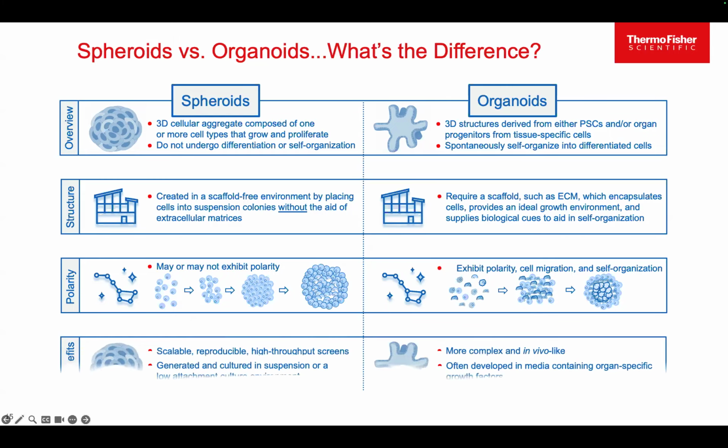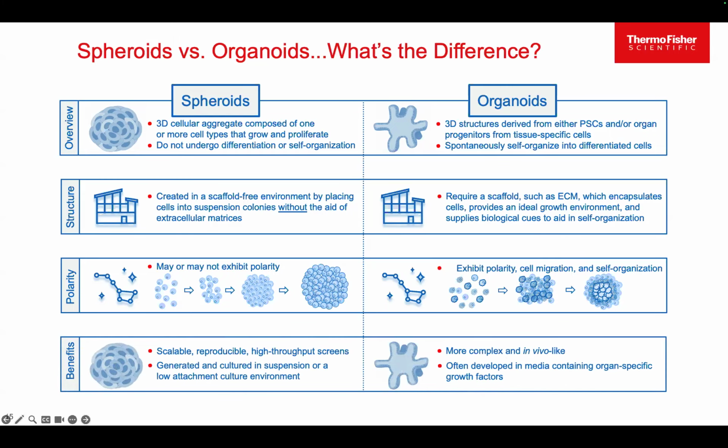And then, as we discussed earlier, as with any model system, there are certainly advantages and disadvantages of each. I've just put a couple on here. Again, this is not an all-inclusive list. Spheroids are highly scalable. They're highly reproducible. They're great for things like high-throughput screens. Organoids are a bit more complex and in vivo-like, meaning they better resemble cell structures and that microenvironment, which can be really useful for things like targeted research, drug discovery, and very focused disease models.